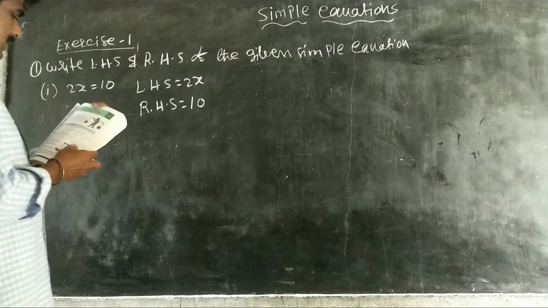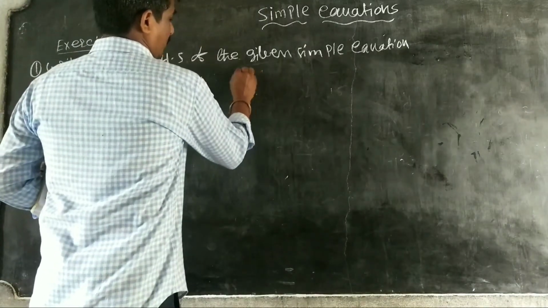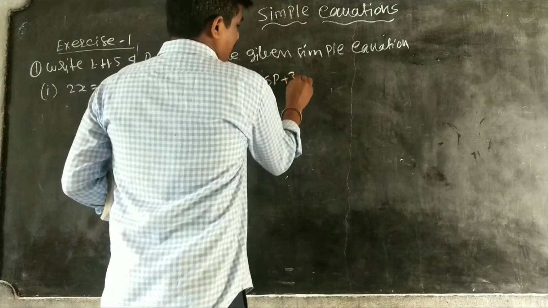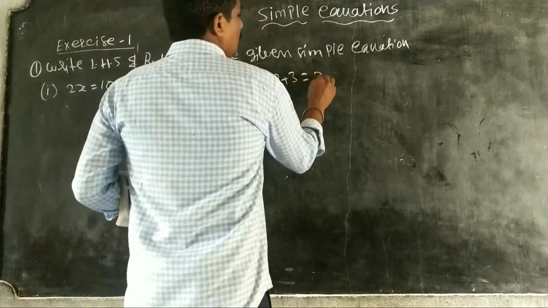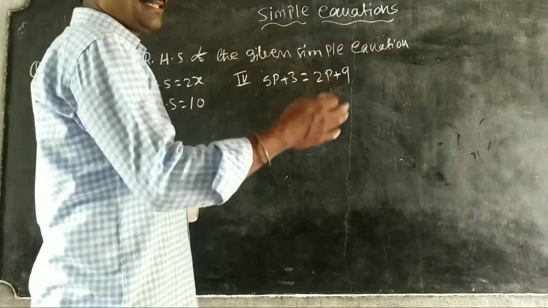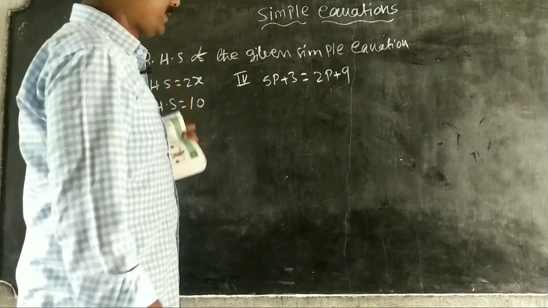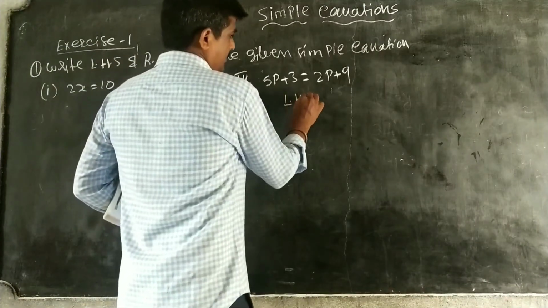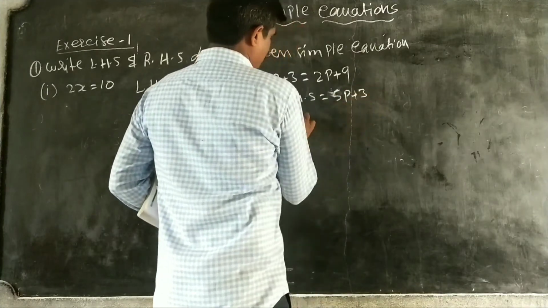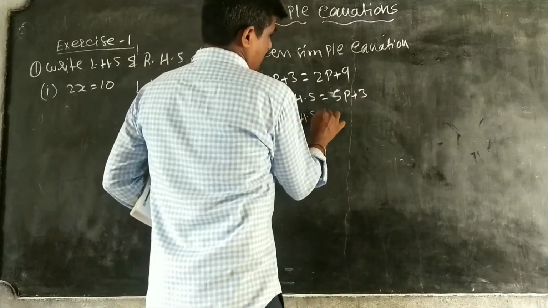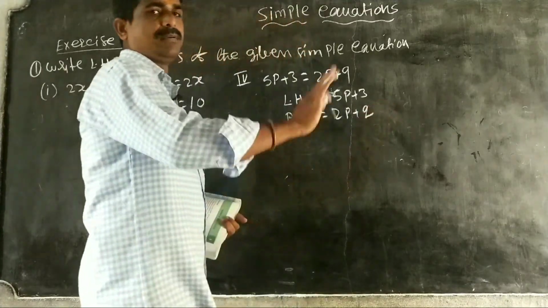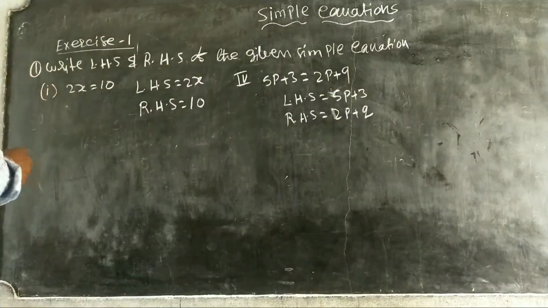If I take another one also, if I take the fourth problem, 5p plus 3 is equal to 2p plus 9. So, in this, LHS means left hand side, LHS is equal to 5p plus 3, RHS is equal to 2p plus 9. Simple thing. So, the first bit is the same like this only.